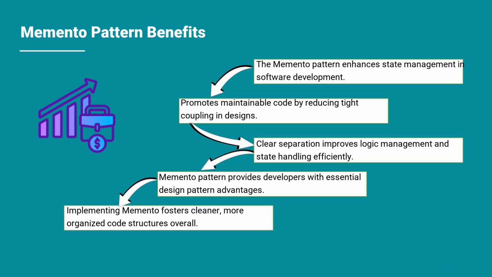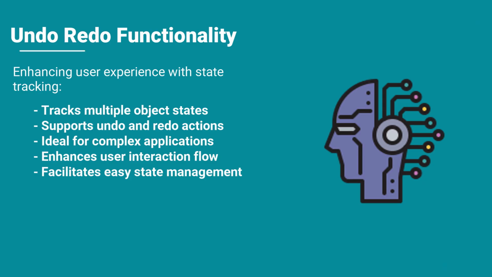This separation prevents tight coupling, which is crucial for maintainable code. Additionally, the Memento pattern enables features like undo and redo functionalities seamlessly. In scenarios where you want to track multiple states, you can enhance the stack to keep multiple Memento instances, allowing users to undo several actions rather than just the last one.